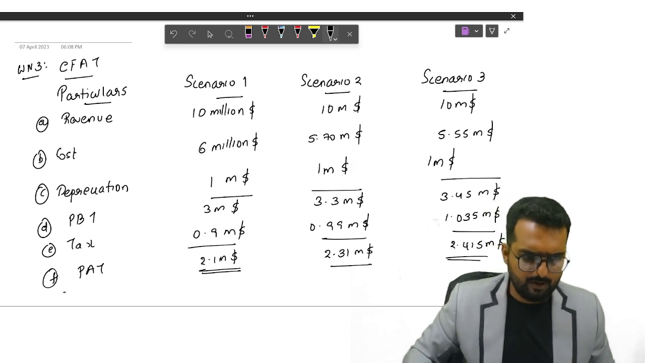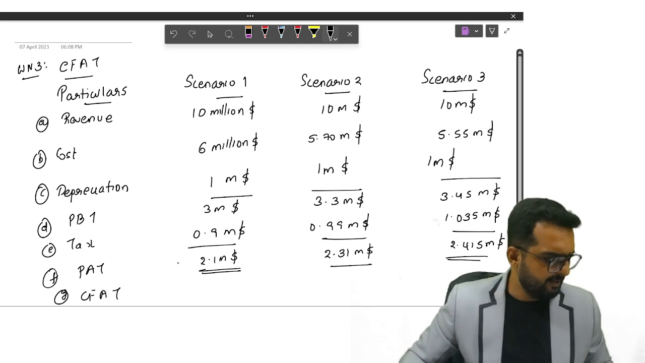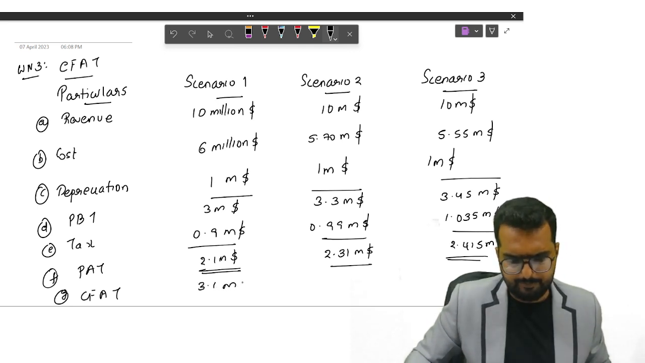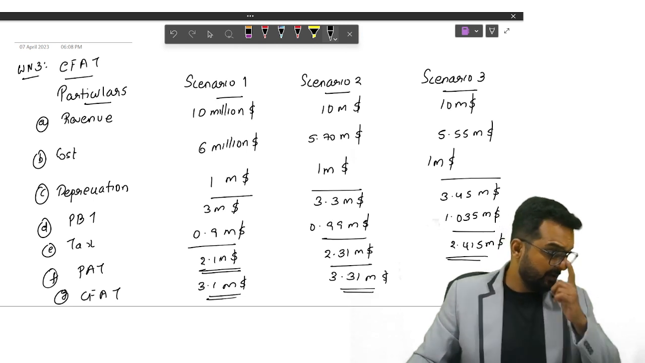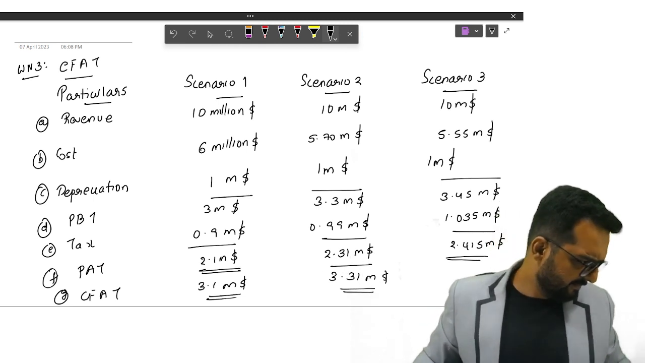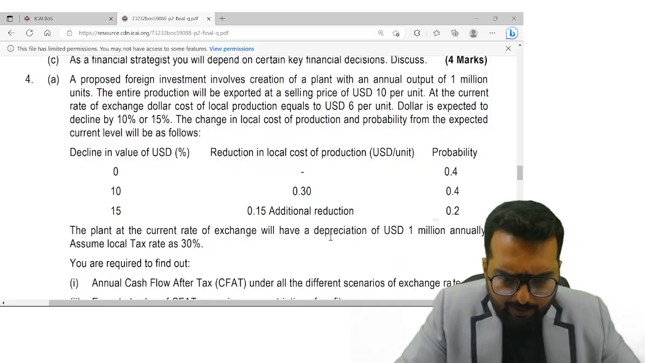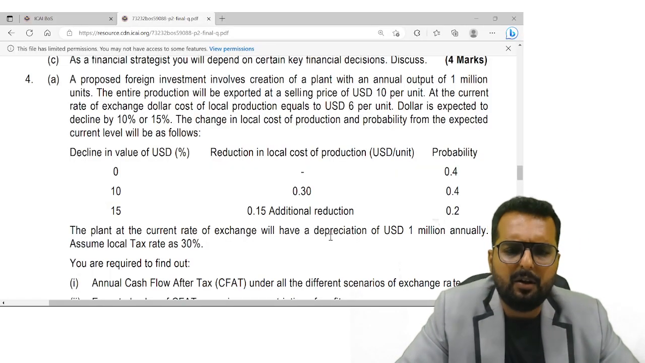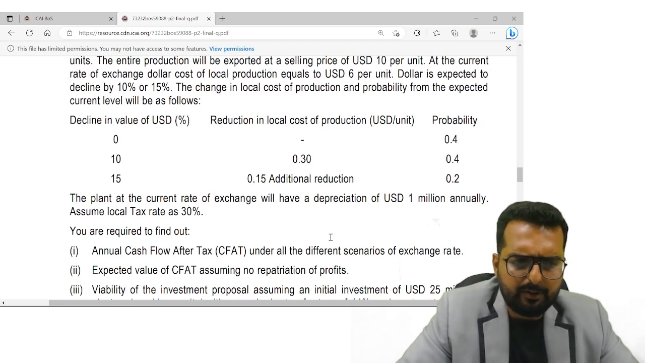Now what will we do? Add back depreciation to get the cash flow after tax. I'll get $3.1 million, $3.31 million. Wait. Friends, there is a change in the depreciation. Hold on, have I made some mistake? Reduction in the total cost of production by 30%.